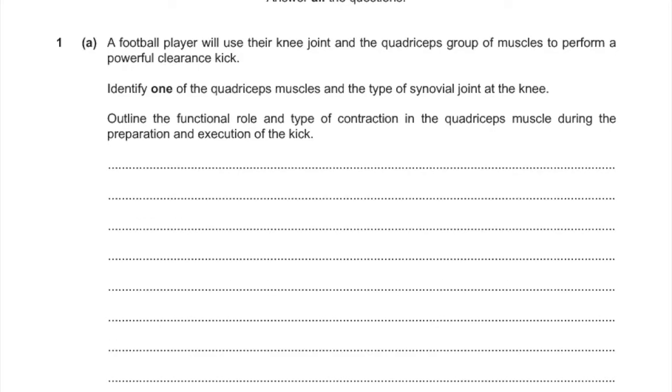it's talking about a football player at the knee joint. Identify one of the quadricep muscles. So obviously we just need to name one of them. We don't need to name all four, just name one of the four quadricep muscles. And then the main part of the question, outline the functional role and type of contraction used during the preparation and execution.